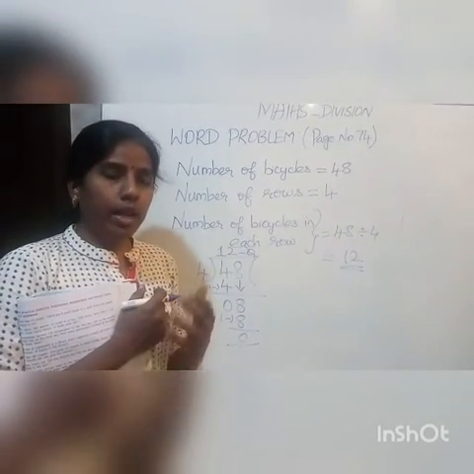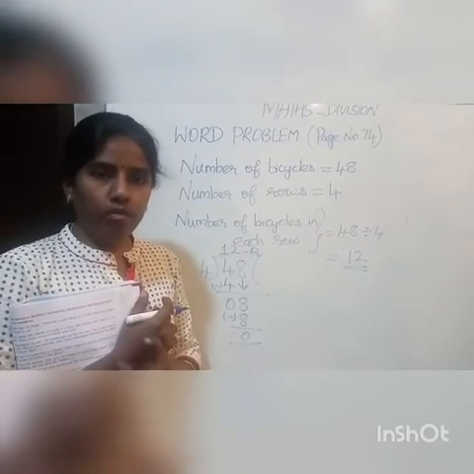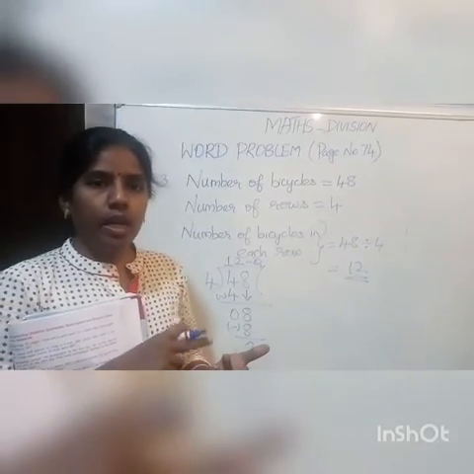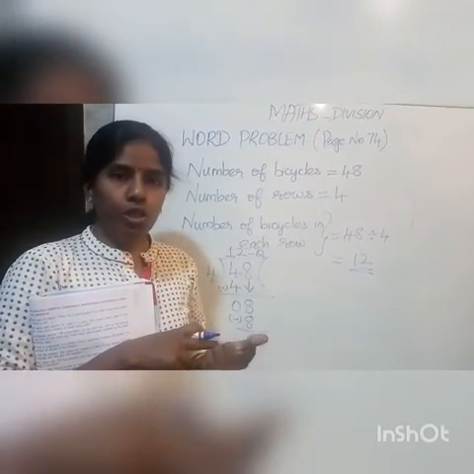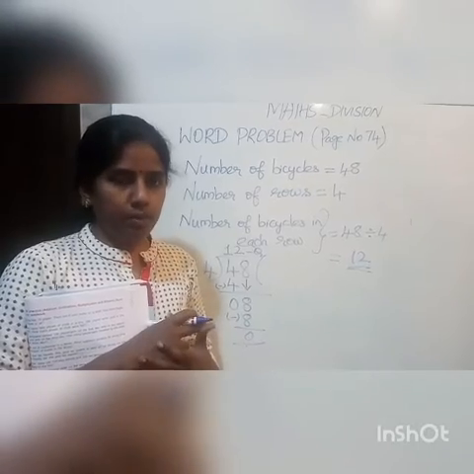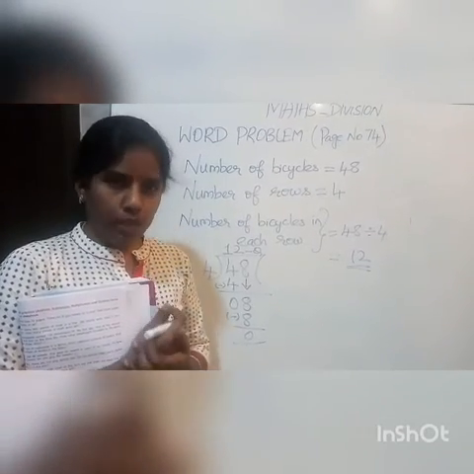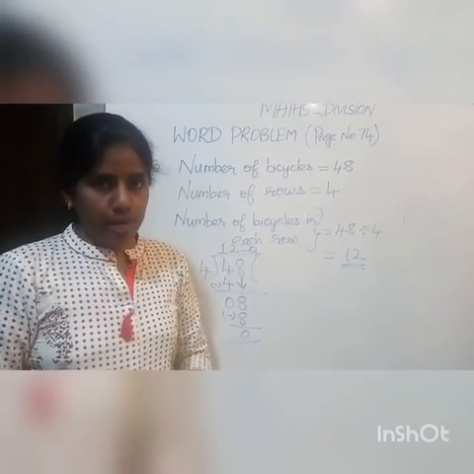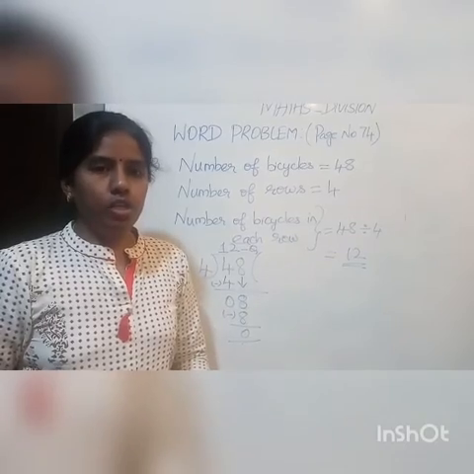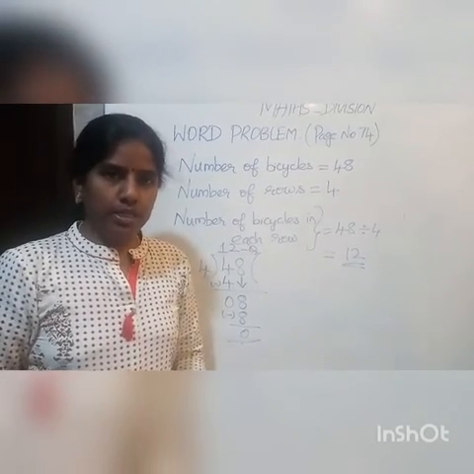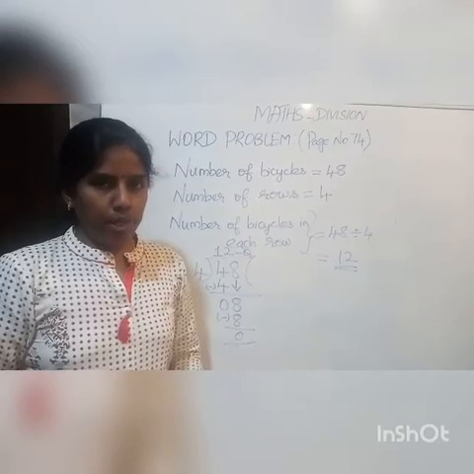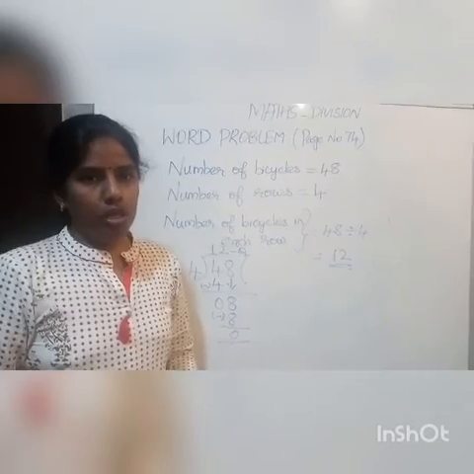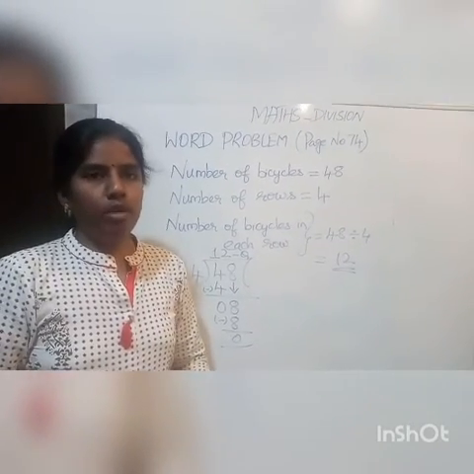Now let me give a small recap of what all we learned in this chapter division. So first we learned the new terms: dividend, divisor, quotient and remainder. These are the new terms that we learned. After that we learned the properties of division, and then we did division using number line. After that we did division by using multiplication tables, and then we did long division method. After that we did word problems by using long division method. So this is all about the chapter division.